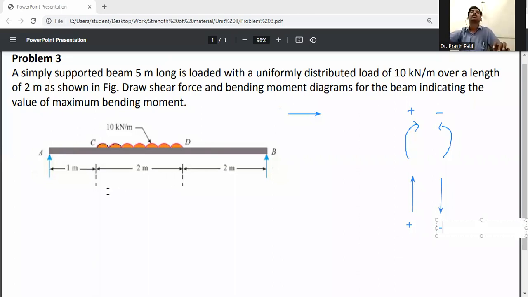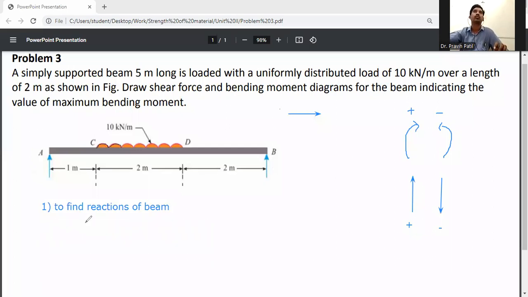So first of all, apply the equilibrium equation, summation of MA is equal to zero. That means we need to calculate the reaction at B. Step one, to find the reaction of B, we need to apply the equilibrium equation.